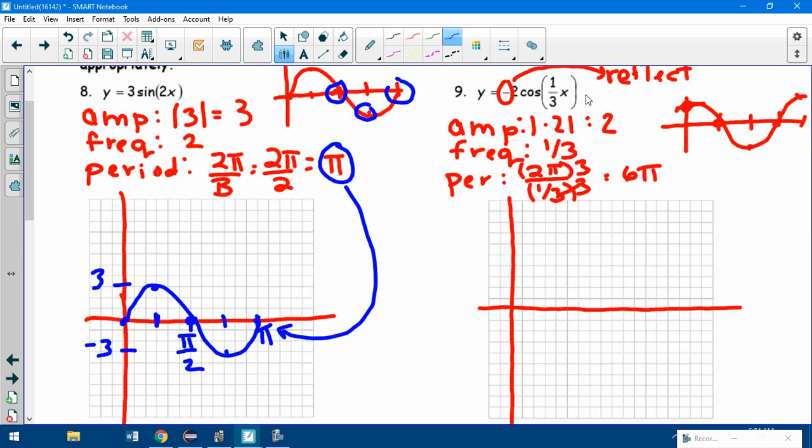And there's a couple differences. For one thing, if this was just +2 cosine, I would be starting up at 2 instead of up at 1. But it's -2 cosine. So even more than that, instead of starting up at 2, I start down here at -2.